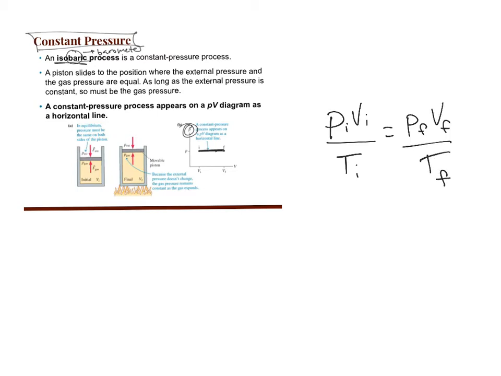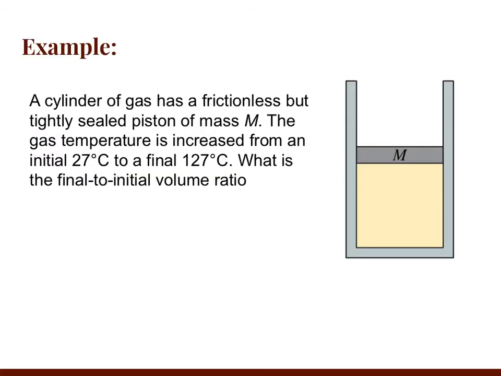But the pressure does not change. Pressure initial equals pressure final. So those terms go away, and you end up with VI over TI equals VF over TF, which is, I think that one's Charles's law, but it could also be Gay-Lussac's law. I don't remember, and it's not important that you know the name. So we can do the example here.